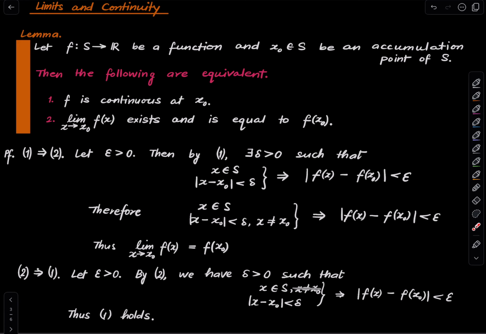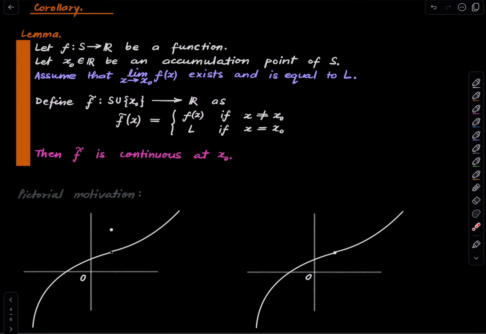Now for the interesting part. Equally easy but interesting. So you have a function from a subset S of reals to reals. And this time we have an accumulation point of the domain, but we are not insisting that this lies in the domain. This is just some point in the reals. It is an accumulation point of the domain. That is what we are assuming. And assume that this limit exists and is equal to some real number L.